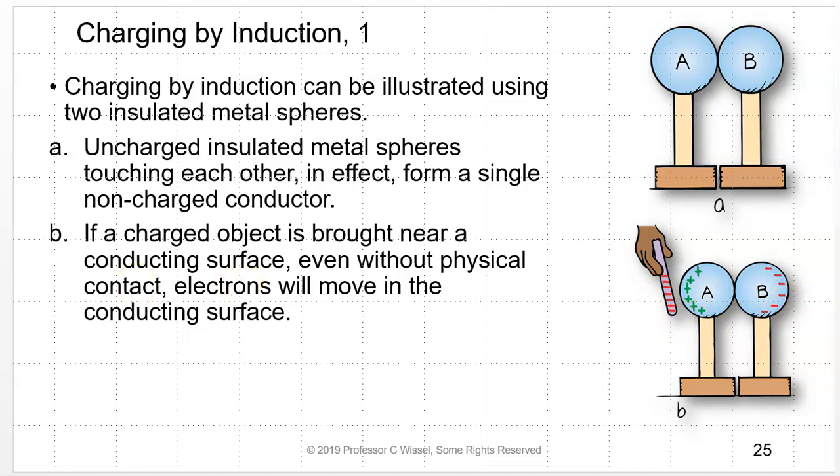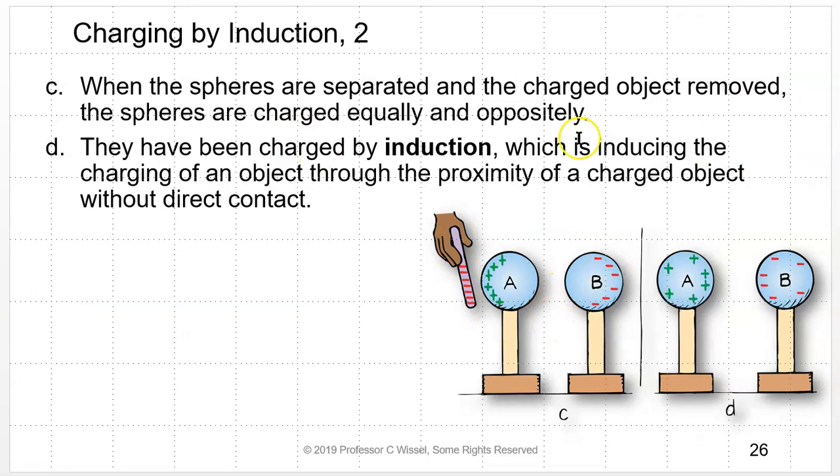Then what we do is we separate the spheres and we remove the charged object. The net result of this is that A ends up positively charged, B ends up negatively charged. And this means that we have charged these spheres by induction, which is inducing the charging of an object through the proximity of another charged object without direct contact between them.